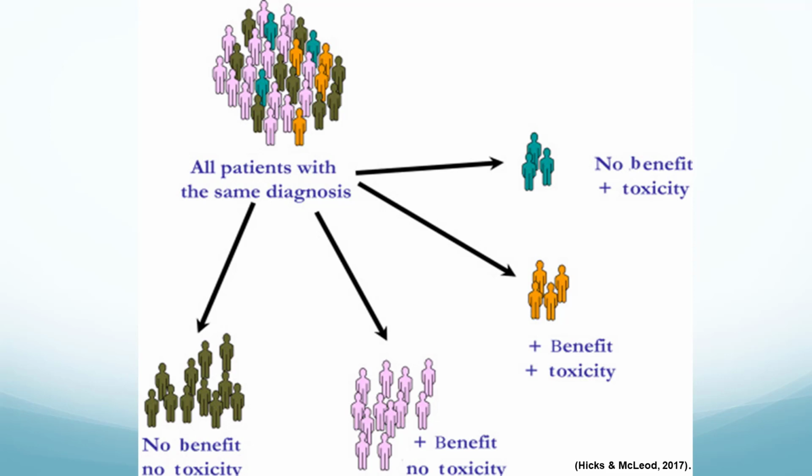Moving over to the right, we have people who have some benefit, but no toxicity. This is where you want to be. Moving up then to the group of yellow people, you've got the benefit plus toxicity. Then up at the upper corner in the right, you've got no benefit and toxicity, which is definitely not where you want to be.